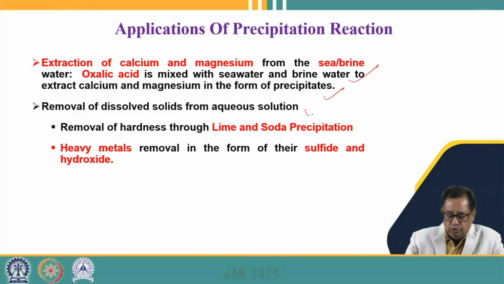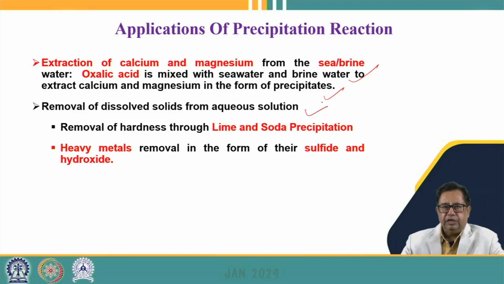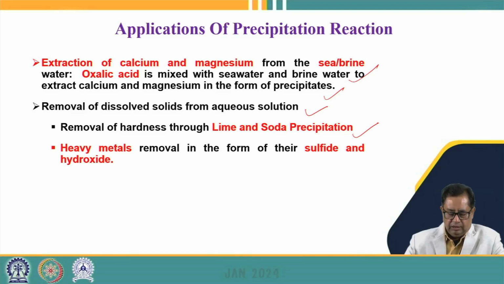Similarly, we can also use the chemical precipitation reactions for the dissolved solids from the aqueous solutions. For example, we can remove the hardness by using lime and soda precipitation method, where the lime is required for the removal of the temporary hardness, whereas lime and soda both are required for the removal of the permanent hardness. And similarly, we can also use the precipitation reactions for the removal of heavy metals, which are either in the form of sulfides or in the form of hydroxides.